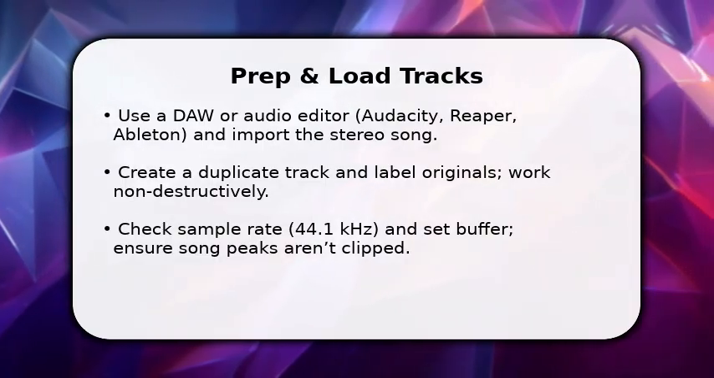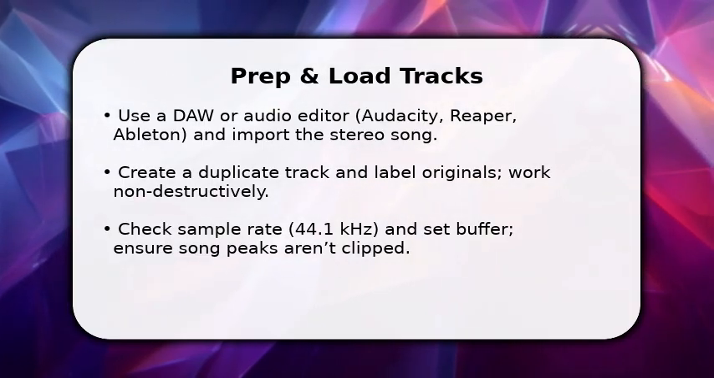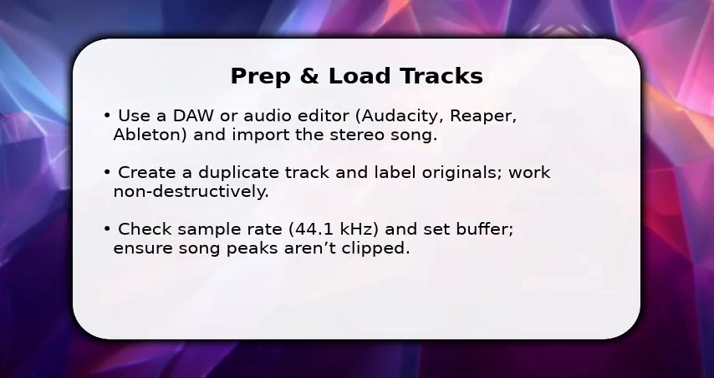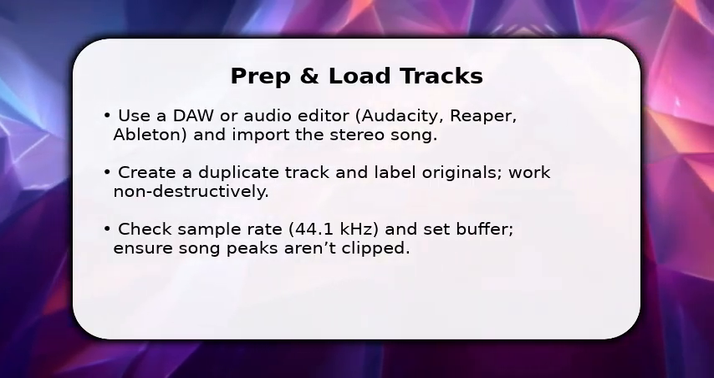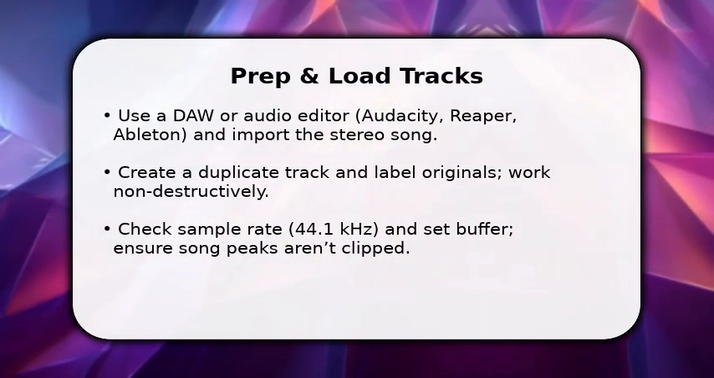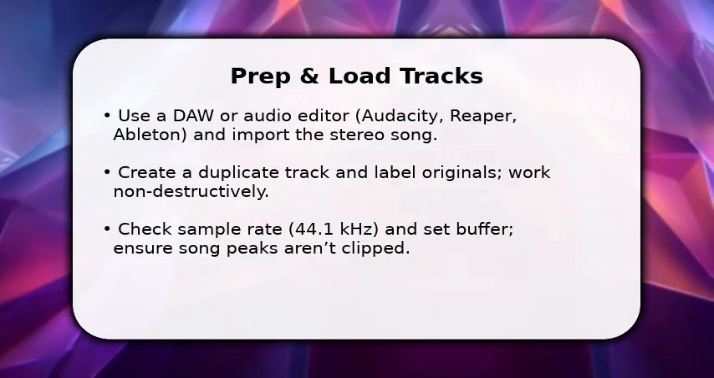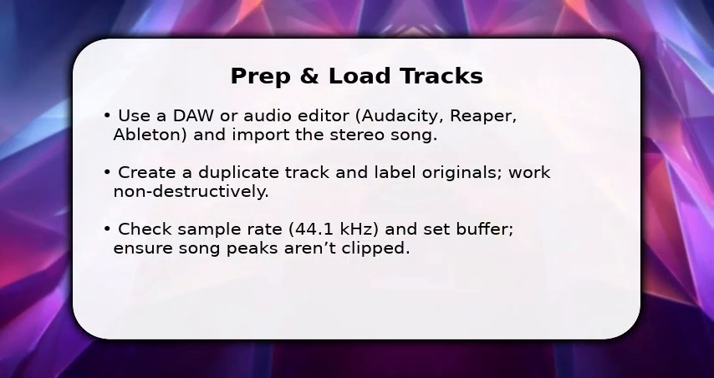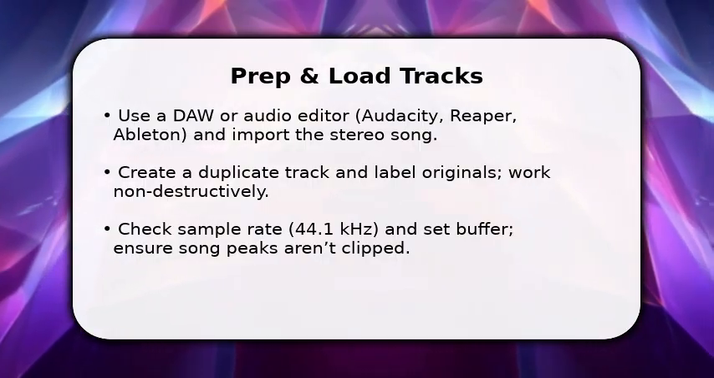Next, confirm the sample rate and file format to avoid resampling artifacts. Once done, normalize the duplicate to a safe level and inspect phase and stereo content. You're preparing the session so later processing targets center pan vocals without degrading the instrumental.